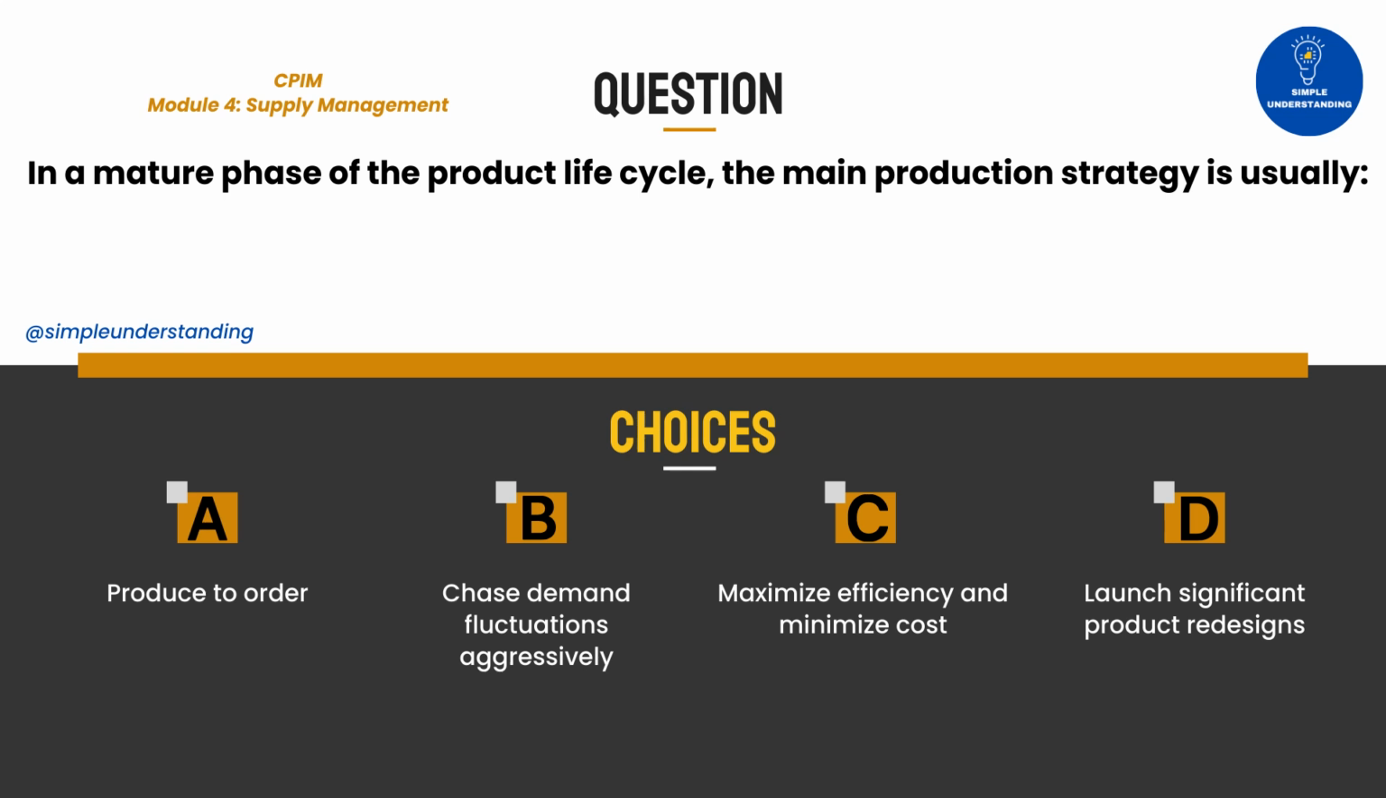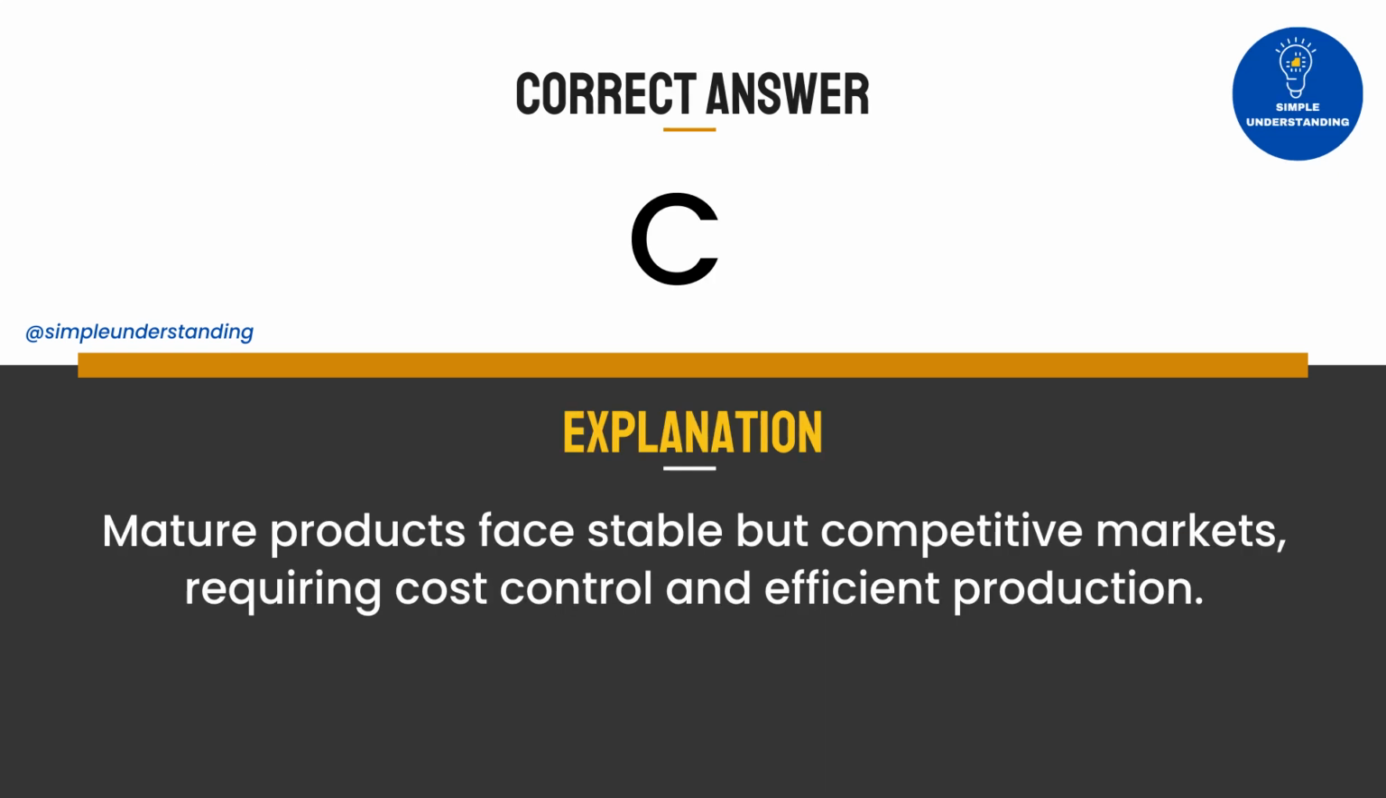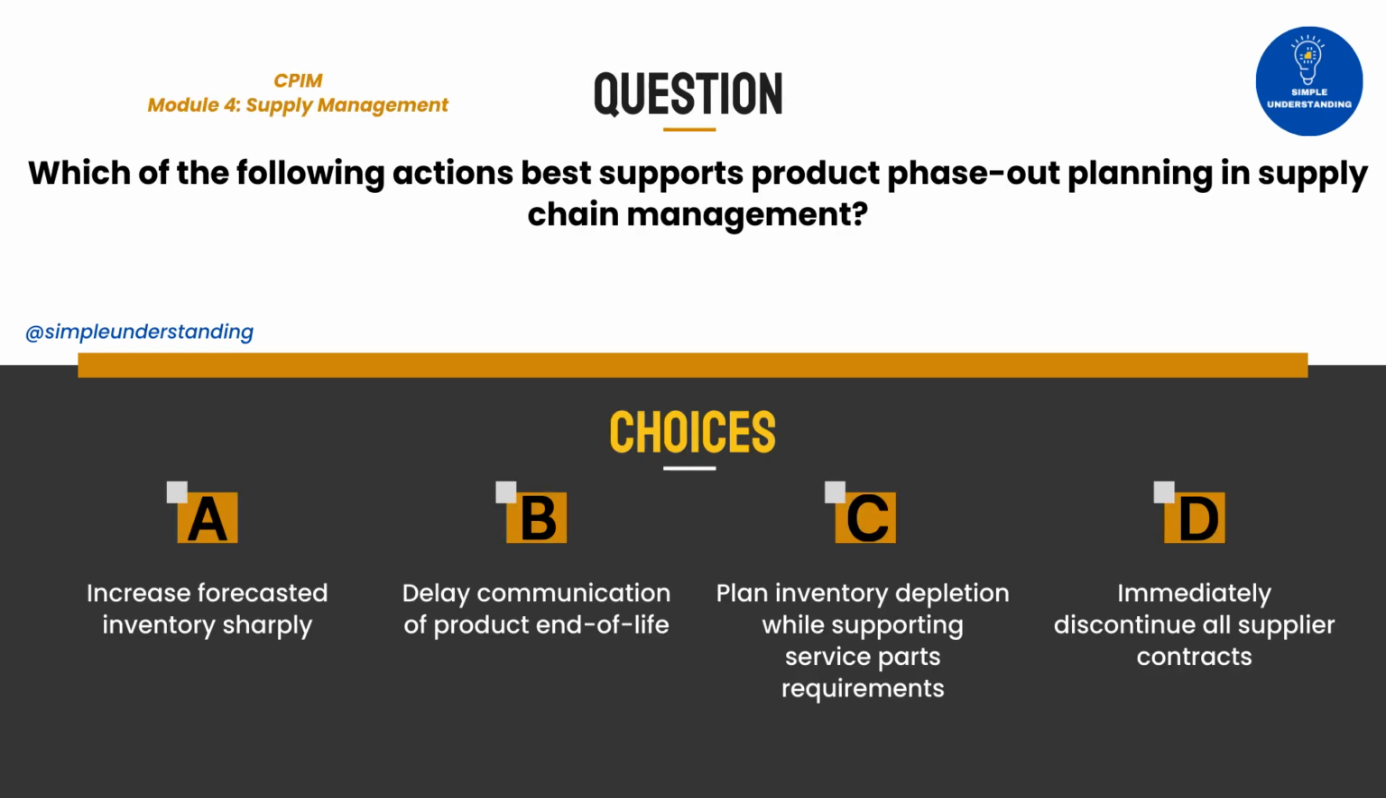Launch significant product redesigns. Correct answer, C. Explanation. Mature products face stable but competitive markets, requiring cost control and efficient production. Question 20. Which of the following actions best supports product phase-out planning in supply chain management?